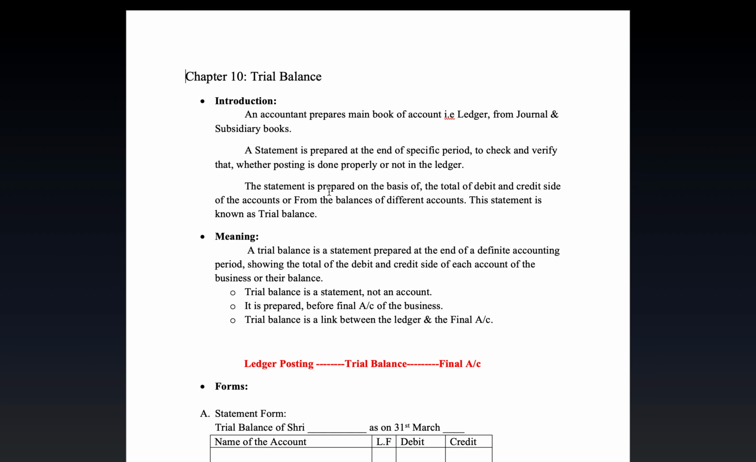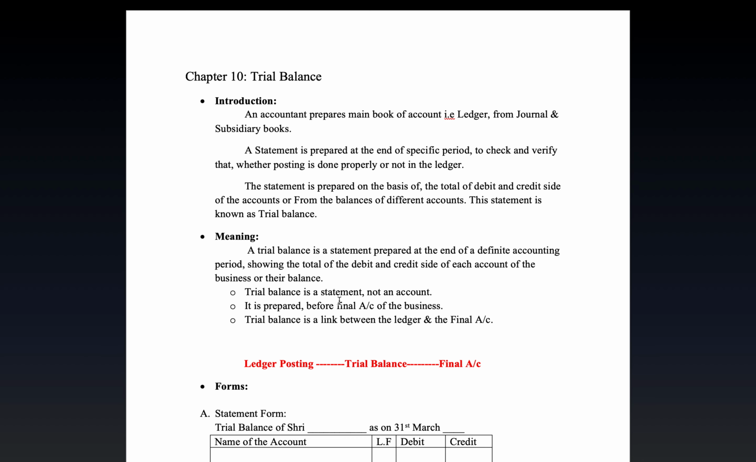A statement is prepared on the basis of the total of the debit and credit side of the accounts, or from the balance of different accounts. This statement is known as a trial balance. A trial balance is a statement prepared at the end of the definite accounting period, showing the total of the debit and credit side of each account of the business or their balance.